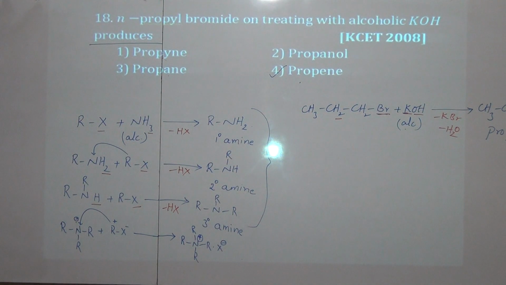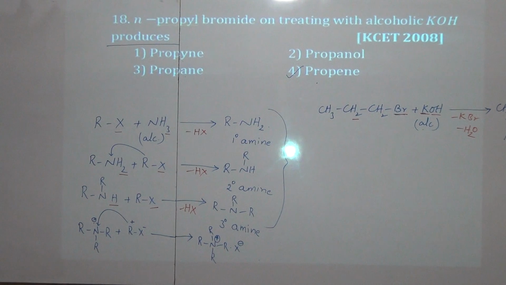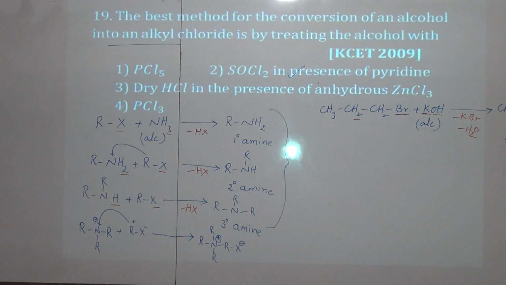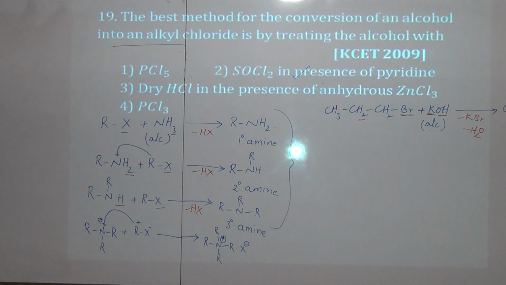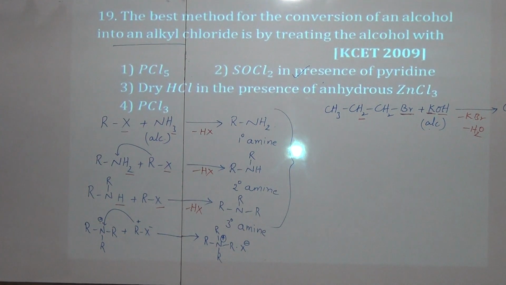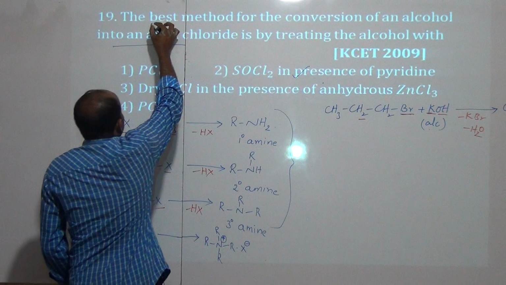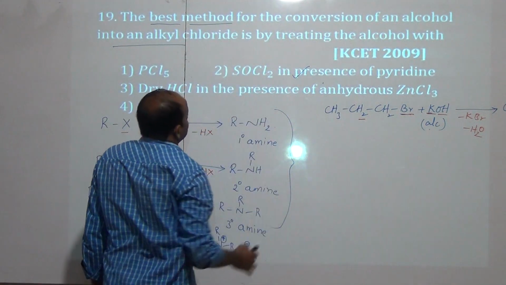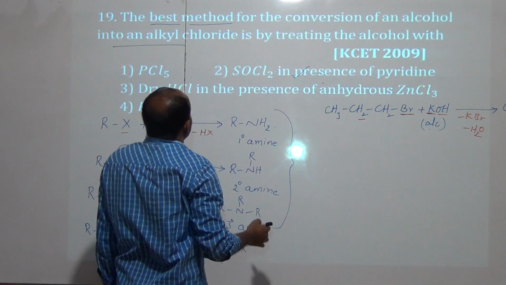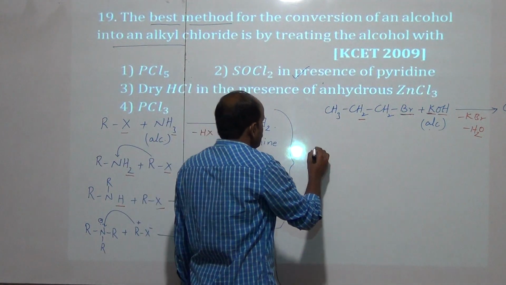Next bit. The method for the conversion of an alcohol into an alkyl chloride is treating the alcohol with. Here, what is the best method? They asked for the best method for the preparation of alkyl halide from alcohol.